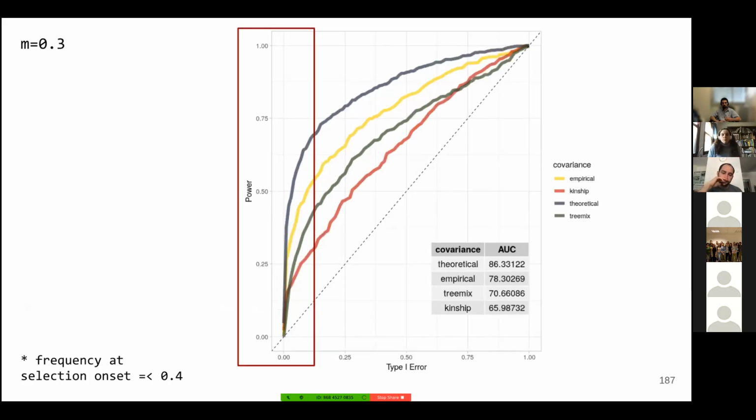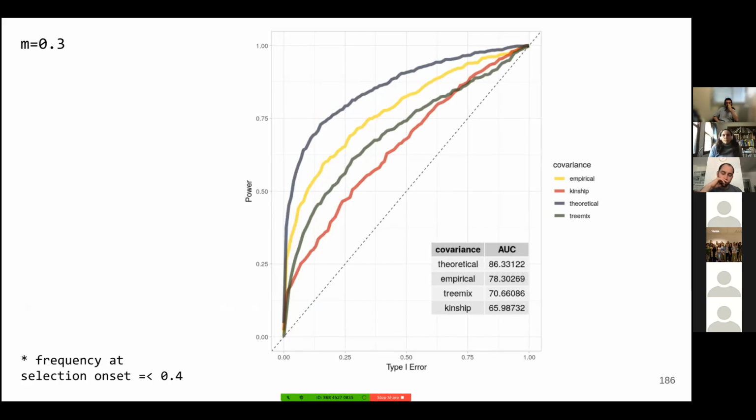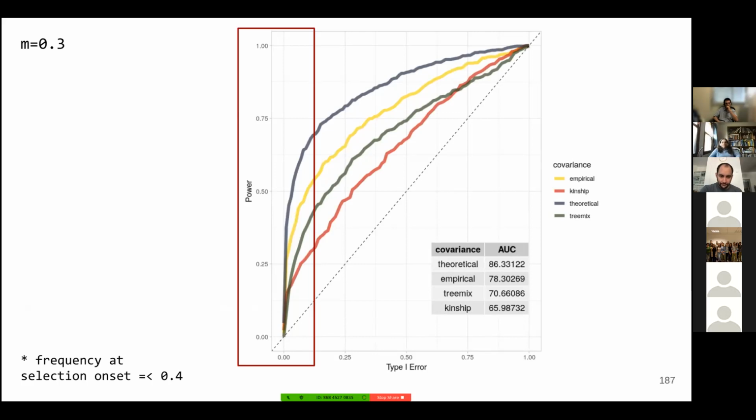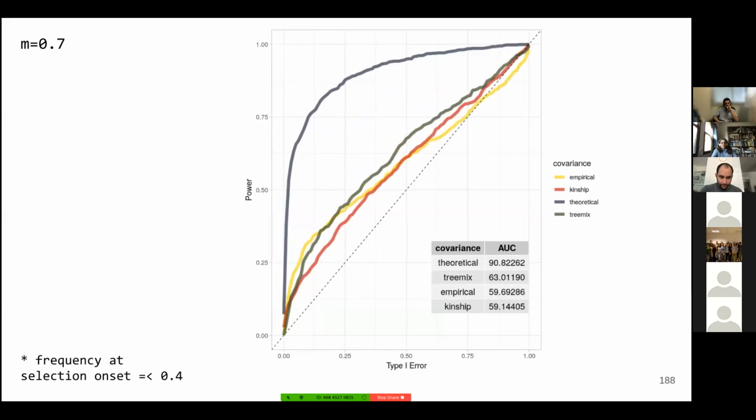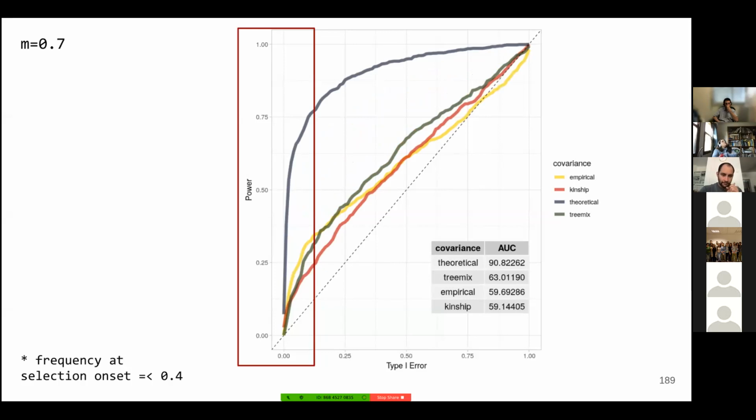In the case of an admixture coefficient of 0.3, there is a clear difference in power, with the theoretical matrix being the best performing, followed by the empirical, the trimix, and finally the kinship matrix. Again, the power for low alpha values is very low, except for the theoretical matrix, but this is not obtainable in natural circumstances. At an admixture rate of 0.7, we can see that the power decreases dramatically for all but the theoretical matrix estimation, and this is increased at low type 1 errors.